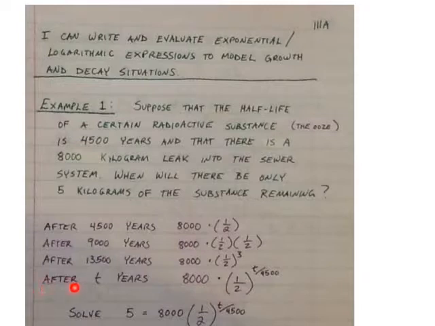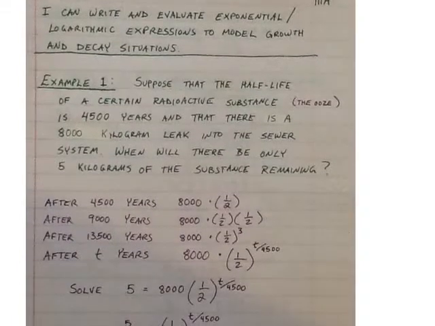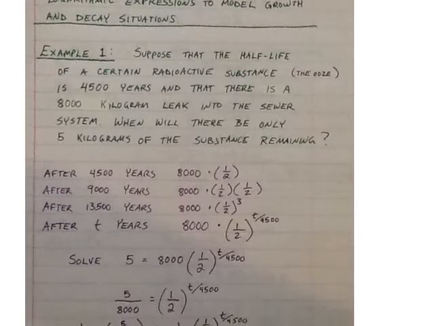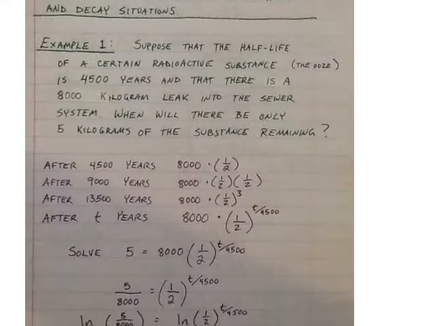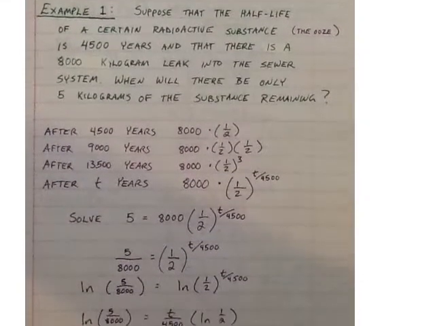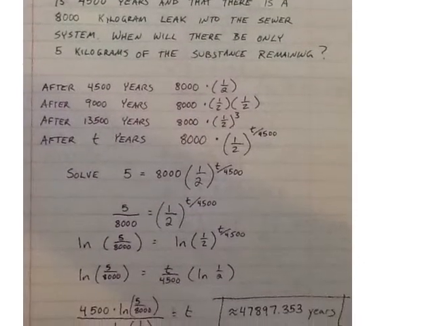So if I wanted to model this after t years, I'm going to do 8,000 times 1/2 to the t divided by 4,500. And I divide it by 4,500 because each cycle is 4,500 years. So now what I've done is I've created an equation which models the decay of the radioactive substance. And the question is asking us to solve for when will there be 5 kilograms of the substance remaining.